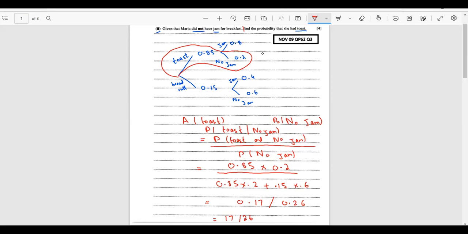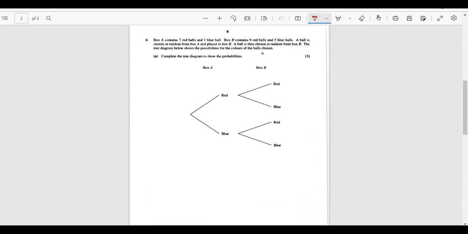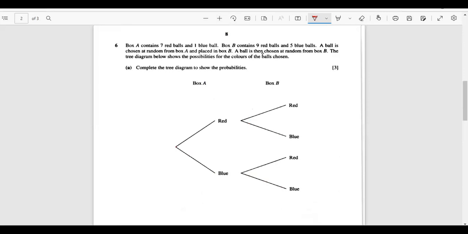Let's talk about another one. So this is the sixth question, and it says: Box A contains 7 red balls and 1 blue ball. Box B contains 9 red balls and 5 blue balls. A ball is chosen at random from box A and placed in box B. A ball is then chosen at random from box B. The tree diagram below shows the possibilities for the colors of the balls chosen. Complete the tree diagram. I'll stay quiet for a minute, just understand the question and then we'll solve it together.